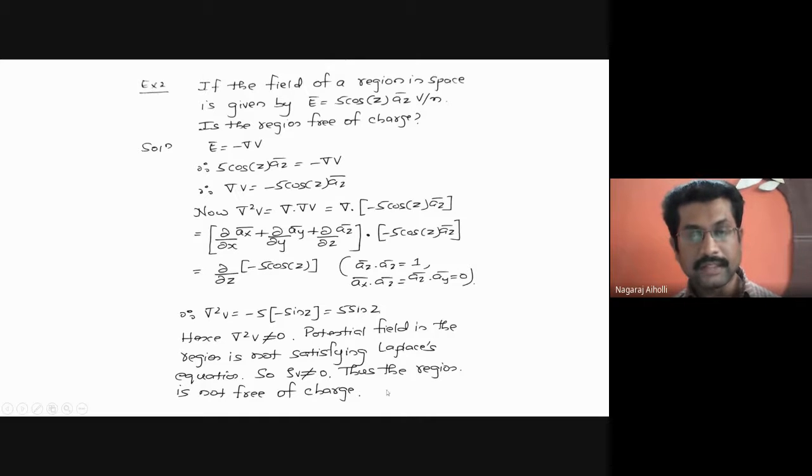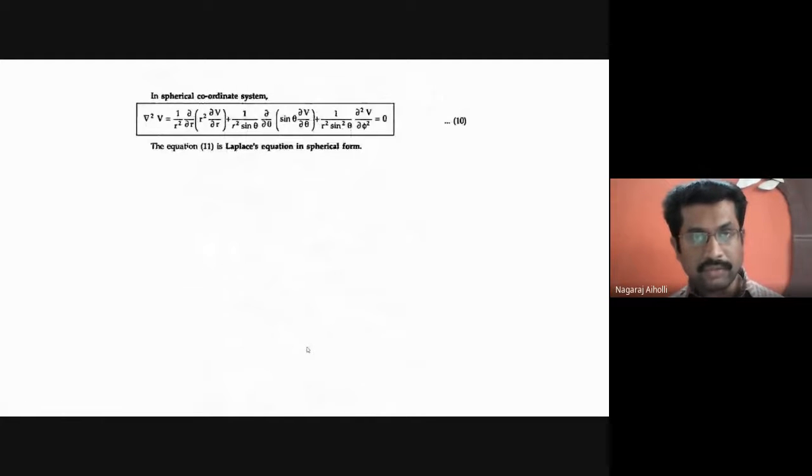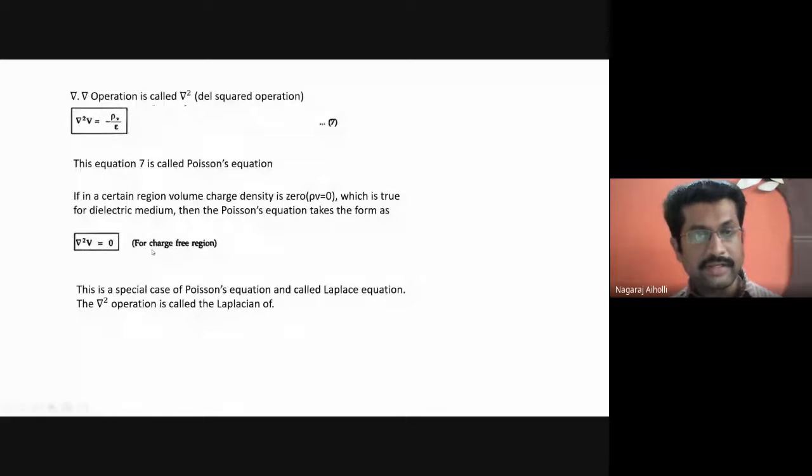That means it does not consist of free charges. Am I right? Yes, students. Del square V is not equal to 0. Del square V is 0 for a charge free region. Here we have got del square V not equal to 0, so it is not a charge free region. That's all. Simple. Del square V equal to 0 means it is for a charge free region. If del square V is not equal to 0, it does not consist of free charge in the region. Am I clear here, students? Okay, fine.